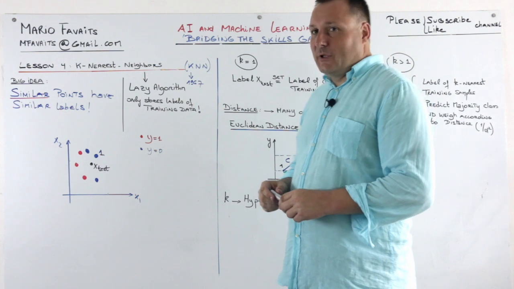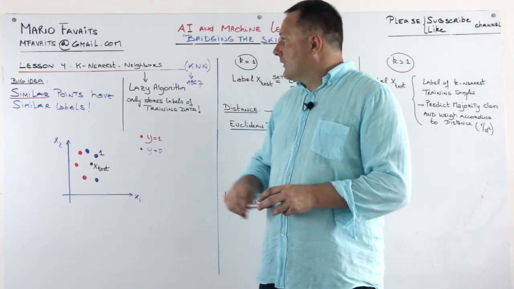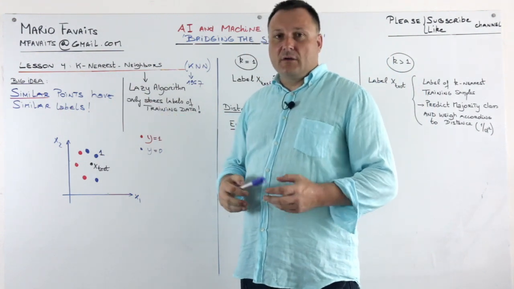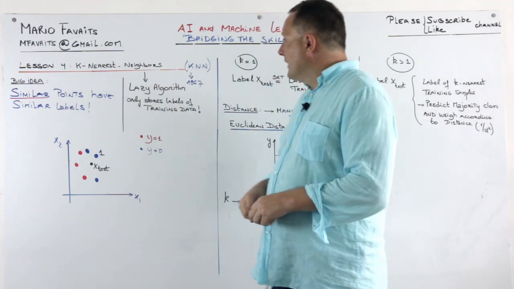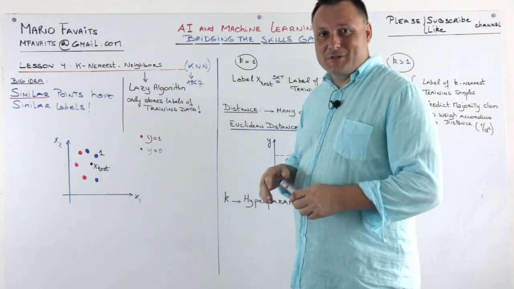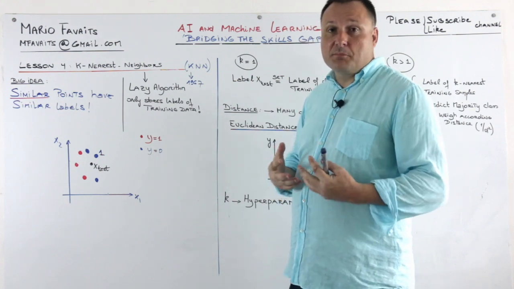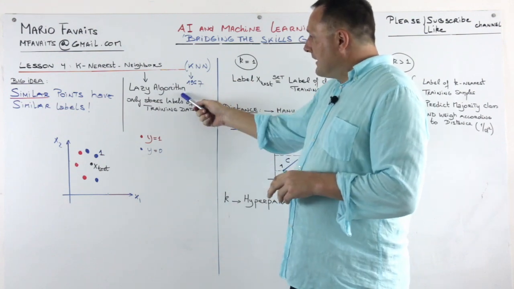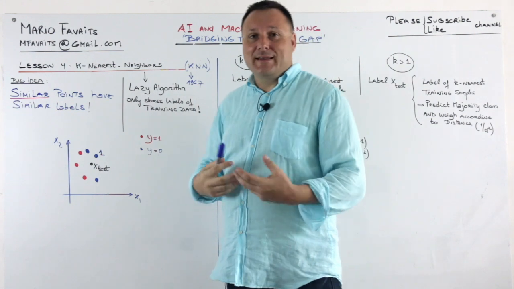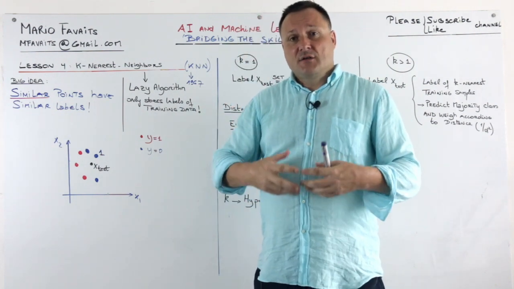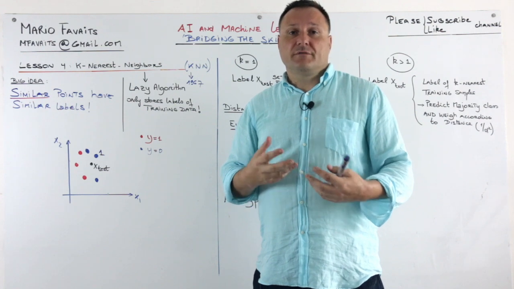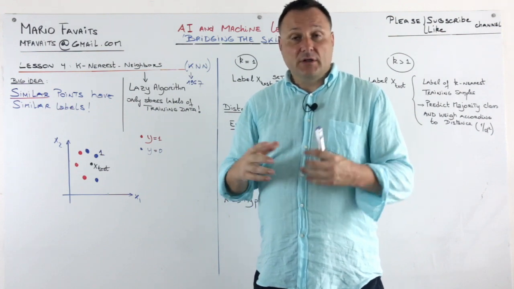Alright, welcome to lesson 4. In this lesson we're going to discuss an algorithm called k-nearest neighbors. It's an old algorithm, it dates from the 60s, and it's a very simple algorithm. It's a lazy algorithm. Why is it lazy? Because the only thing the machine does is store the label of the training samples. Now that's all it does.